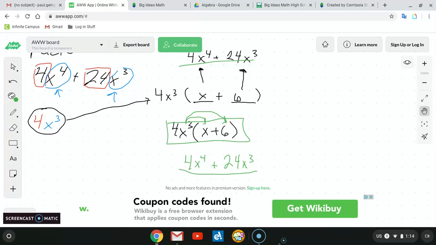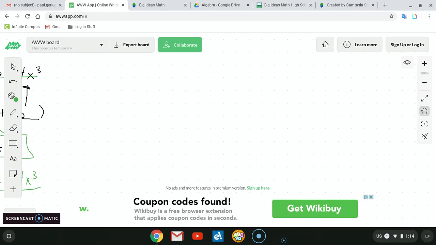Okay, let's do one more. Let's see if I can think of one. Got one more here. How about 6? Let's do a different variable just for fun. 6y to the 5th. Sure, why not? Minus 9y to the second. That's supposed to be a 2. There we go. All right, we've got to find the GCF first of the 6 and the 9.